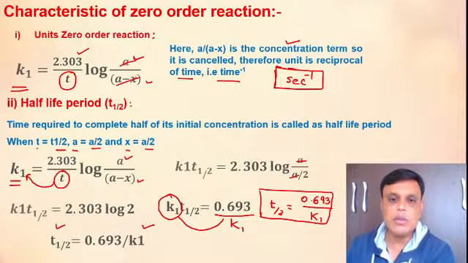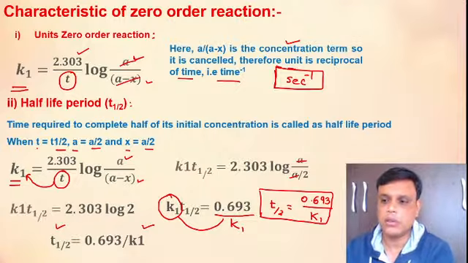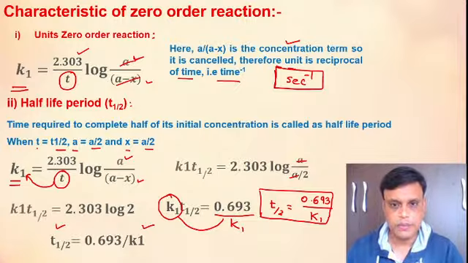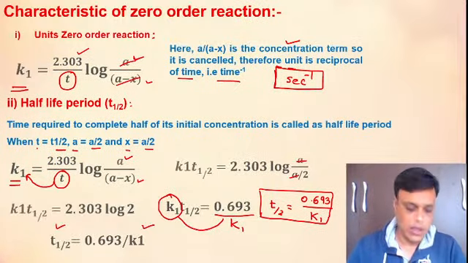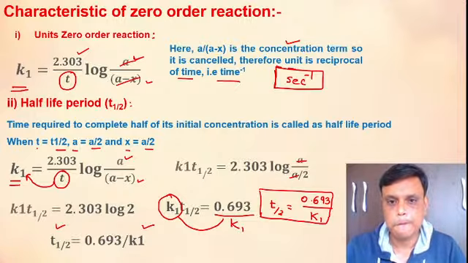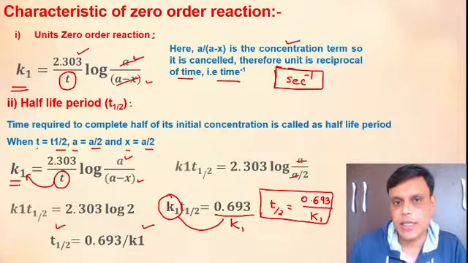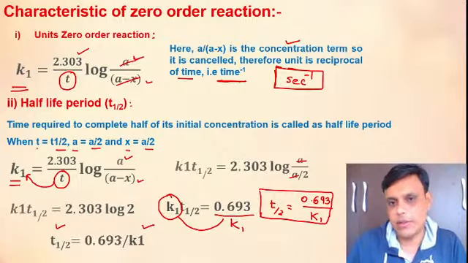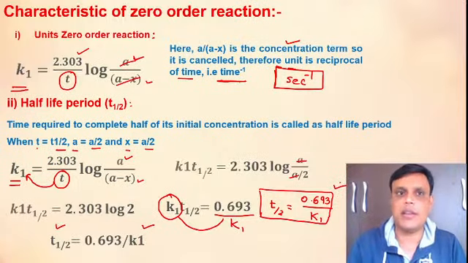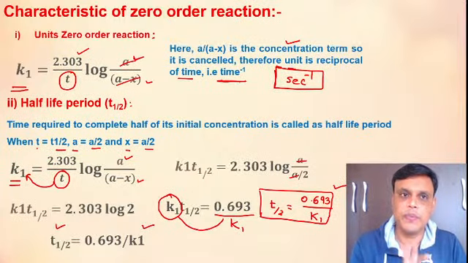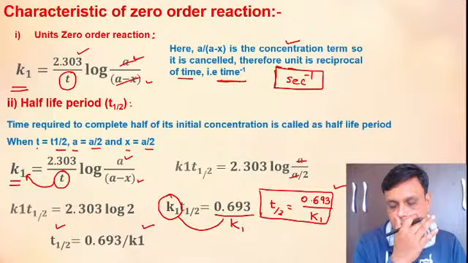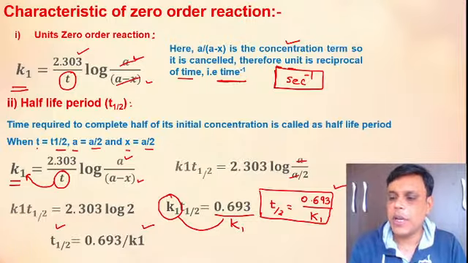Okay? Understood this? Yes or no? Unit for first order reaction is per second, that is time inverse. Half life period is t half is equal to 0.693 divided by k1. Okay? Then the two characteristics we have seen are the units and half life period. Half life period, you know that it is the time which is required to complete half of its initial concentration. It is called the half life period for that reaction.